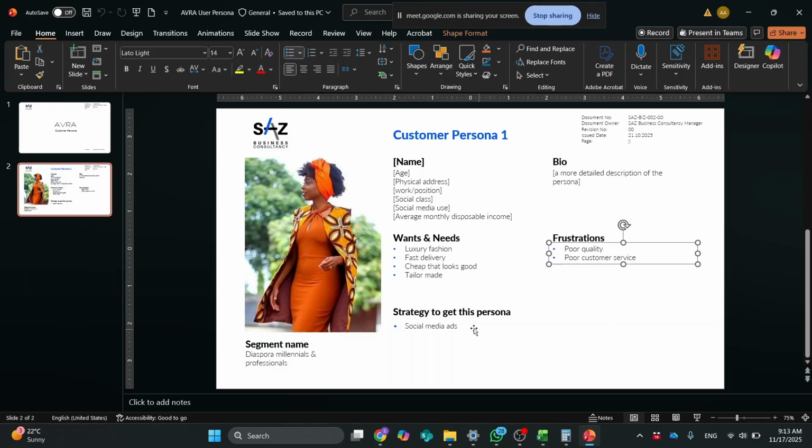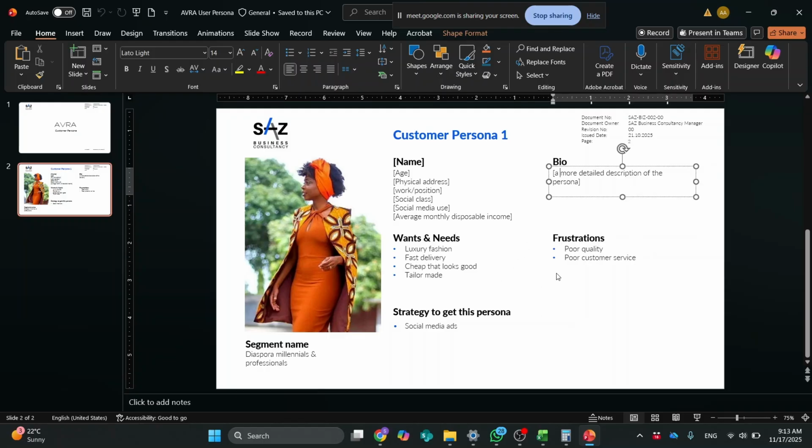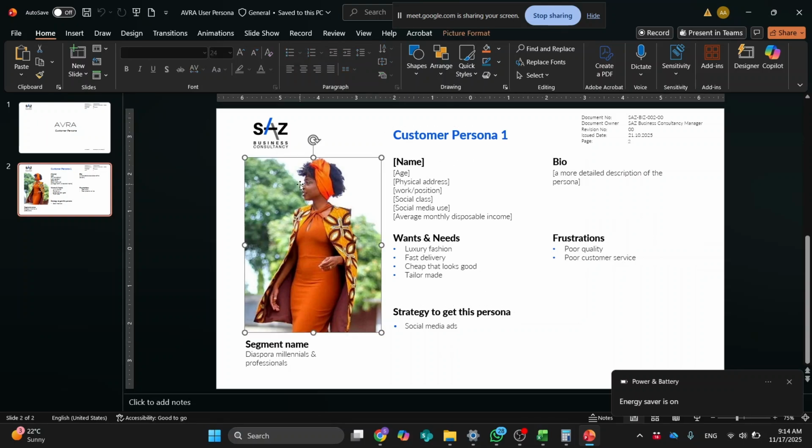We list them here. And then, based on what she wants, her frustration, the social media she uses, and a more detailed description of her persona or the bio of this person, we can now come to the strategy section. Because she's always on Instagram, we should do an Instagram ad so that we target this persona. Because she wants good quality stuff, let's find a supplier that will give us good quality stuff, or we make things that are good quality. So this is the strategy that we'll use to get this persona. We are targeting a fictitious person, but this will represent that segment of the market. I think we're clear there.